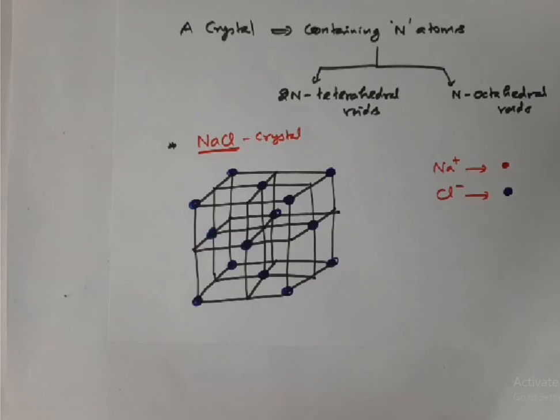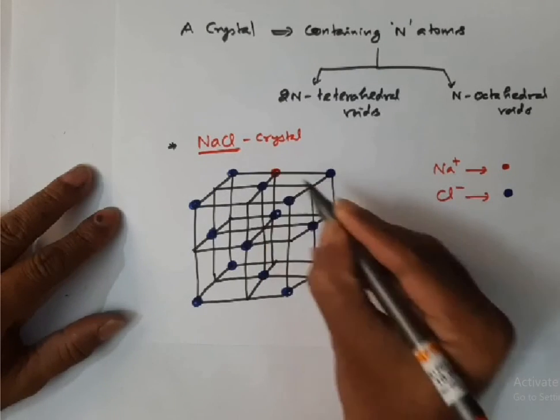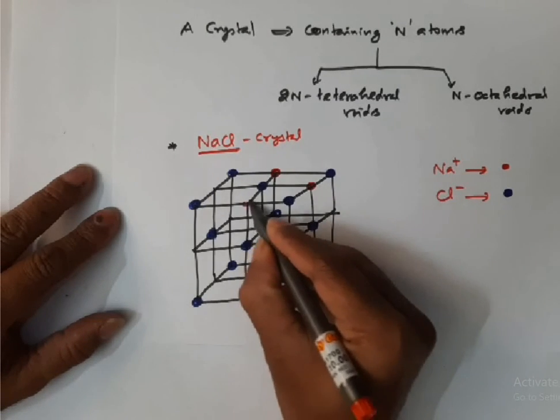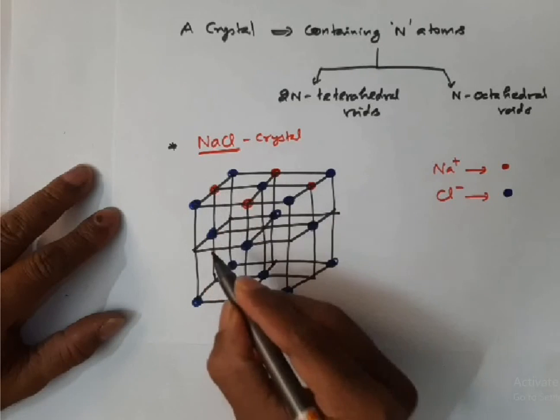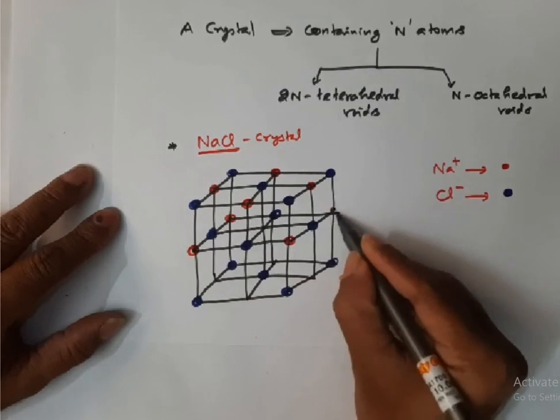This is actually one unit cell. In this unit cell, chloride ion occupy all the corners and all the face centers. Now I'll show you sodium ions. Sodium ion occupy all the edge centers. Edge centers are occupied by sodium ions. These are all called edge centers.